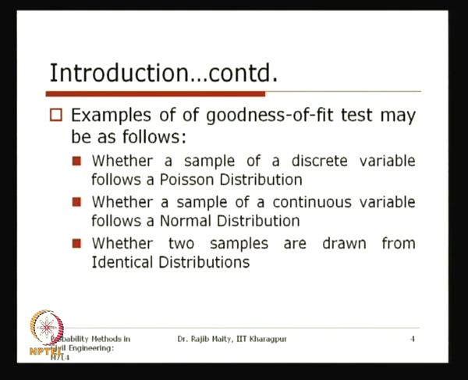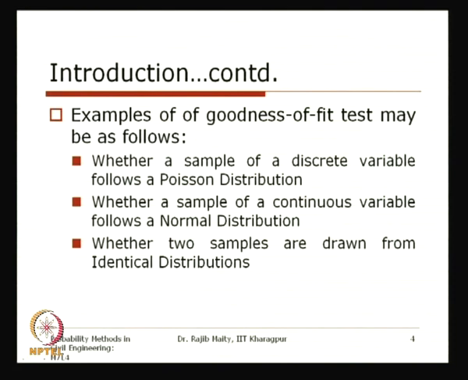So an example of this goodness of fit test may be as follows. Say that we are looking for the answer to whether a sample of a discrete variable follows a Poisson distribution or not. These are just examples. It is not that I am always looking for the Poisson distribution. It could be any distribution. So I know that this random variable is a discrete variable.